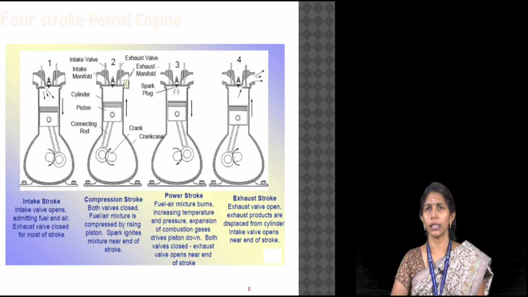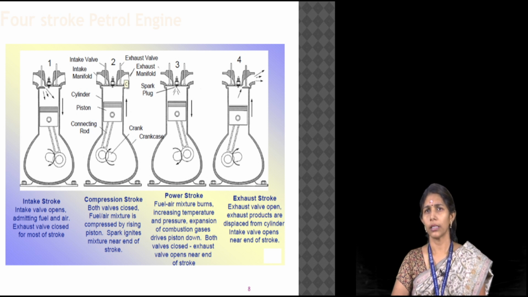This figure shows the 4-stroke petrol engine operation. The first stroke is the intake stroke. Here we have the inlet valve opened. Air plus fuel rushes in through the intake valve, and the piston moves from TDC to BDC.